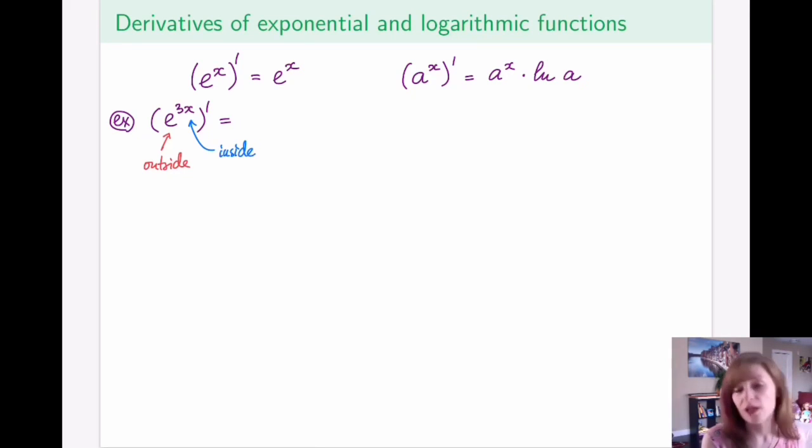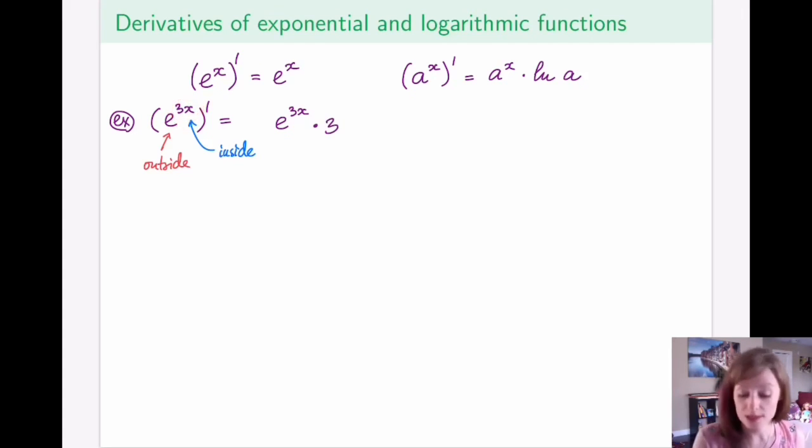Remember the chain rule? The chain rule says to first take a derivative of the outside function, keeping the inside as it was. So the outside function is e to some power, which has the derivative as itself. So the outside derivative is simply e to power 3x, followed by the derivative of the inside. The inside here is 3x. The derivative of 3x is simply 3.